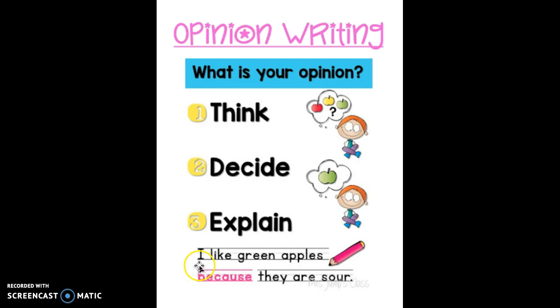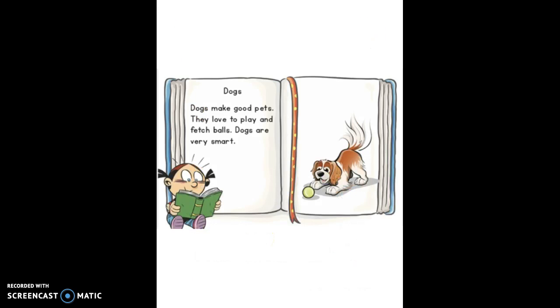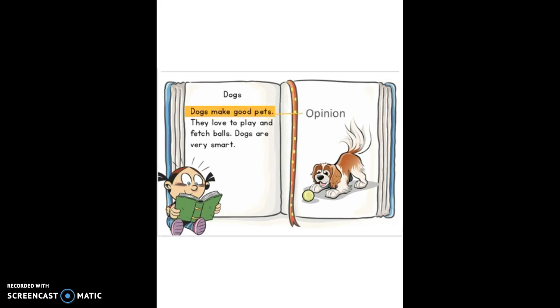For example, this child is thinking about their favorite apple. So they're thinking about it, they chose one, and then they're going to explain it in their writing. Let's look at this great example of an opinion writing. The title is Dogs. Dogs make good pets. They love to play and fetch balls. Dogs are very smart. That's a great opinion writing. As you can see in the first sentence, it states your opinion.